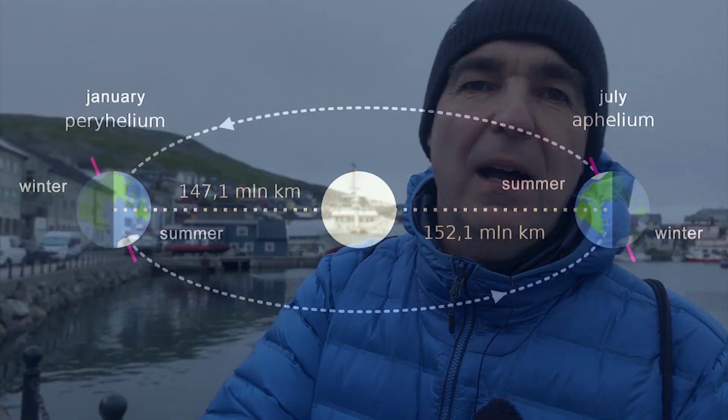And then we get a longer polar night in the southern hemisphere. Also, it's not symmetric, right? We get a longer polar night and polar day in the southern hemisphere. Why is it like that? And the reason is perihelion and aphelion.